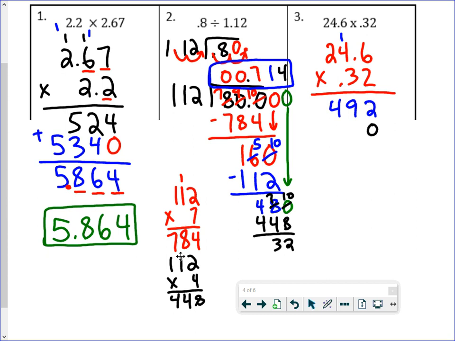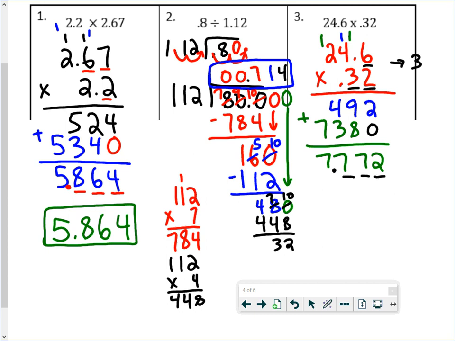Now we'll work in the tenths place. So 3 tenths times 6 tenths, 18 tenths. So 18. 12 plus 1 is 13. 3 times 2 is 6 plus 1 is 7. Add them up. And now we finally count how many places are after the decimal point. In this case, there are 3. So we need 3 starting from the right. And there you have it. So 7 and 772 thousandths.